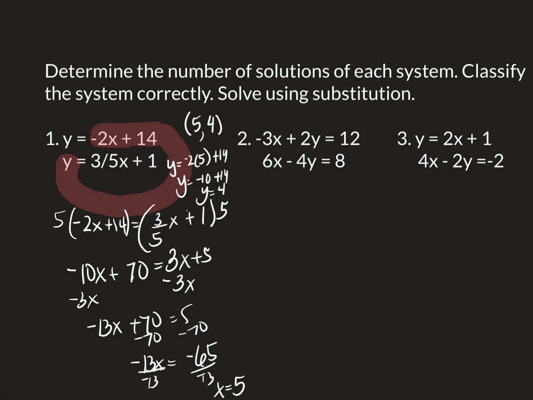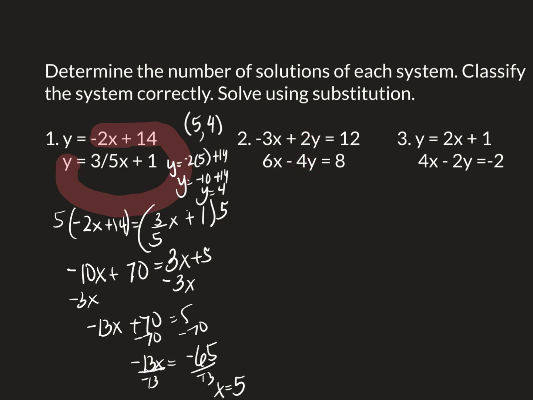Now, when I look at the next one, I do not have a variable alone. This has negative 3, this has 2 with it, this has 6, and this has 4. I think what I will do is solve the bottom equation for y. So I think I'm going to get this y alone. It really doesn't matter. We could have solved this top one for x. But I think I'm going to solve the bottom one for y.